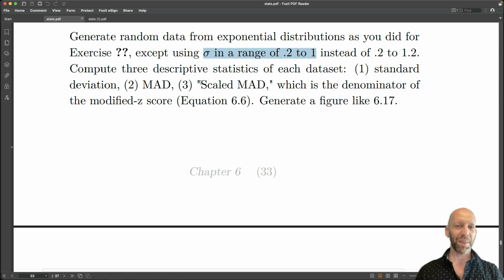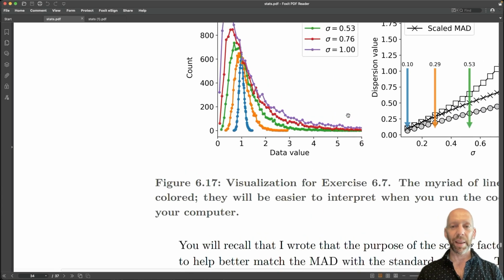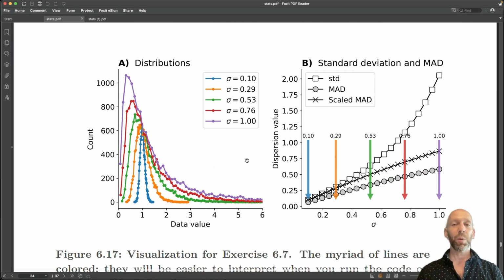Okay, so now what you want to do is for each data set, that is each value of sigma, you want to compute the standard deviation, the MAD, the mean absolute difference, and the scaled mean absolute difference, which is the denominator of the modified z-score in equation 6.6. Okay, I'll show you equation 6.6 in a moment. And then you want to generate a figure like this. So this figure looks quite similar to the figure for exercise 8 in chapter 4, slightly modified. Okay, what are we looking at here?